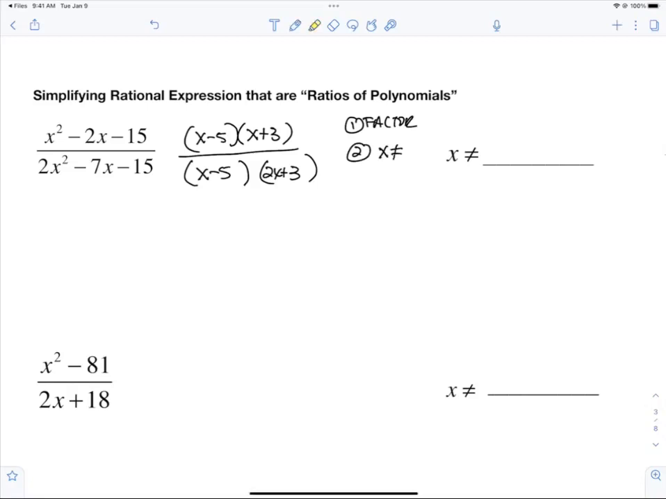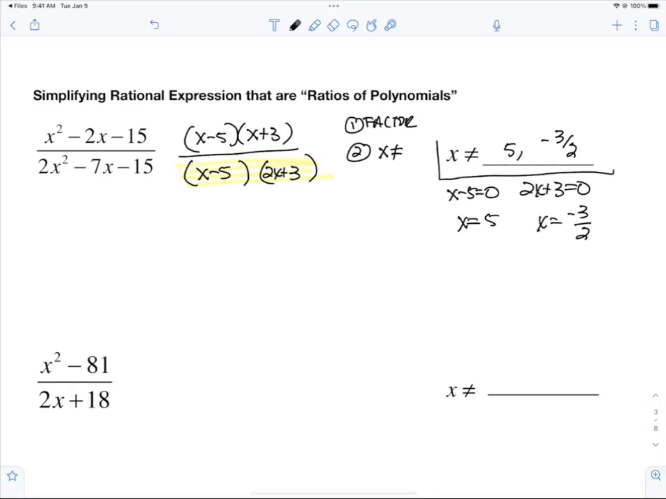So listing my excluded values, I'm going to look at the denominator, and I'll take each one of these, set them equal to 0, to determine the values of x that would create division by 0. Here I'm solving a 2-step equation, so x is going to be -3 over 2. So x is not allowed to equal 5 or -3 over 2. And then step number 3, divide out the common factors.